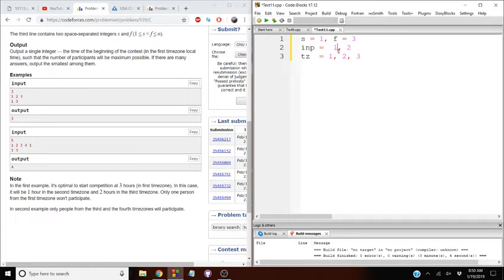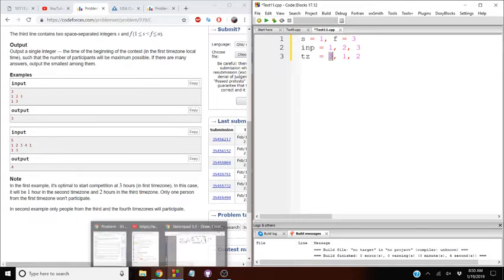Oh sorry, I moved the wrong one. Sorry, I'm confusing myself a bit. Okay, we remove the time zone over. We don't move the input. Okay, so when the time zone is at 1 and 2, we get 2 and 3 people, for a total of 5 people, and this is the maximum. And the output is 3 because that's the time of the first one.